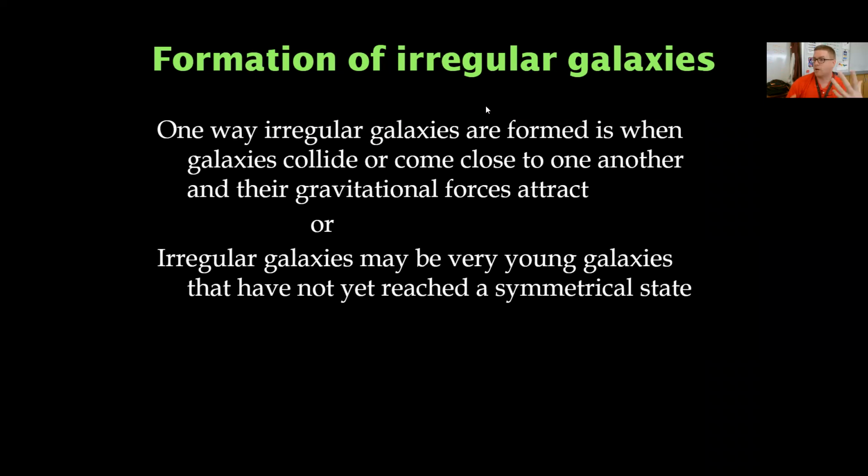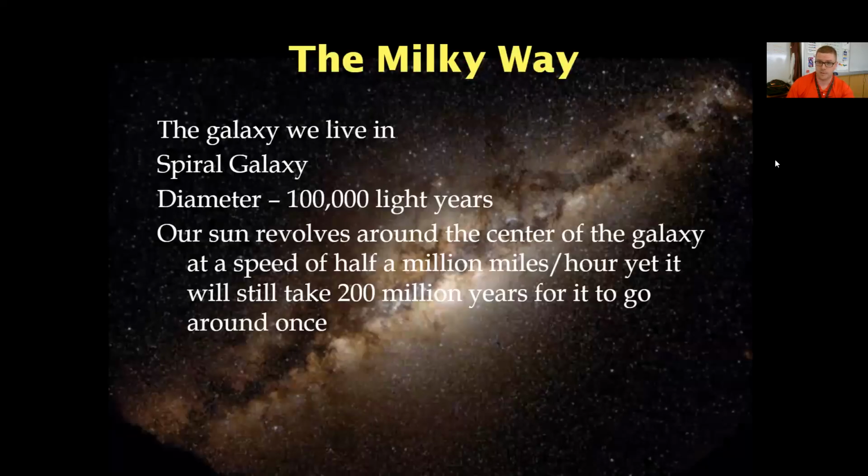Irregular galaxies are another type. They're ones that don't really have a particular shape. One hypothesis for how we get these galaxies is when two galaxies collide or come close enough to each other that their gravities make them intertwine and intermingle. Alternatively, irregular galaxies may be very young galaxies that haven't organized themselves enough to become either elliptical or spiral. So either two galaxies get close enough or collide, or maybe they're really young galaxies that don't have an inherent shape yet.